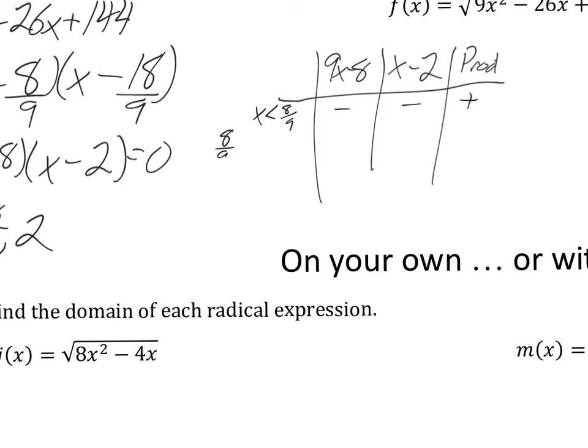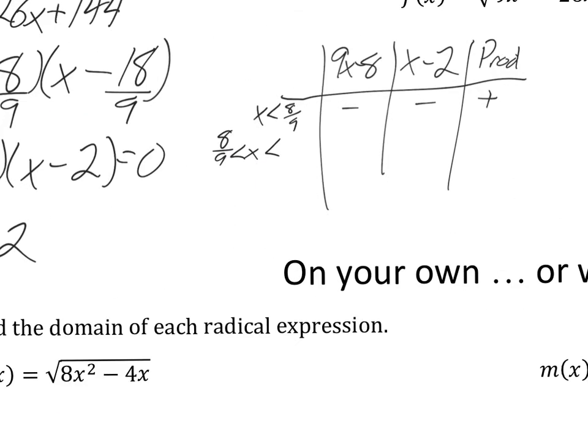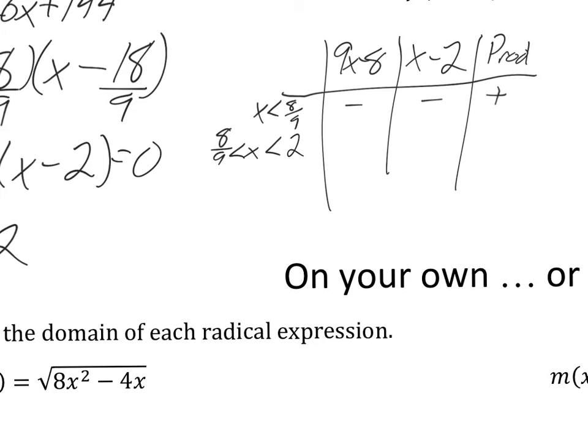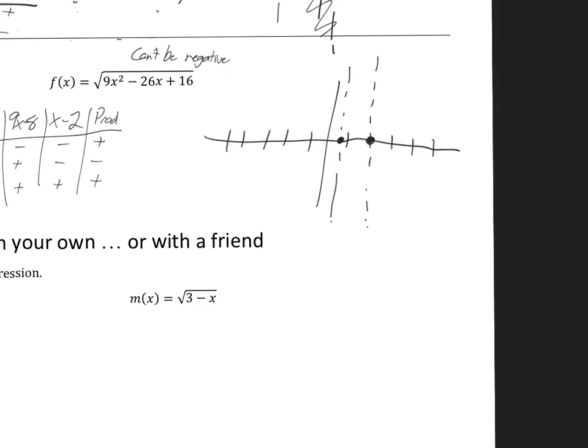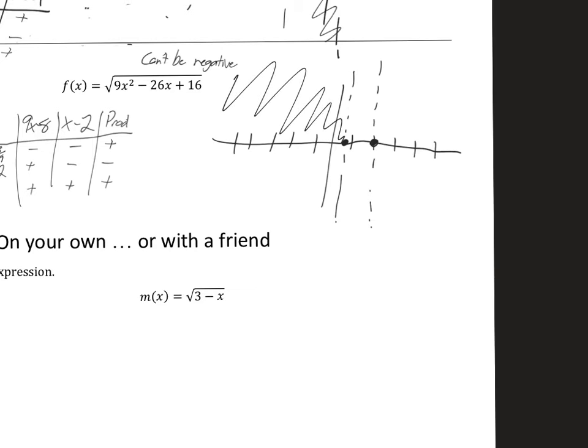Now I have 8/9 is less than x is less than, where's my other dot? It's at 2. A number between both of those, we could put 1. That's going to make this a positive. This will still be negative, so the product will be negative. And now 2 is less than x, so I could put 3 or 4. That means this is positive, this is positive, this is positive. So right here, I'm going to shade above. This one's below, and this one is above.